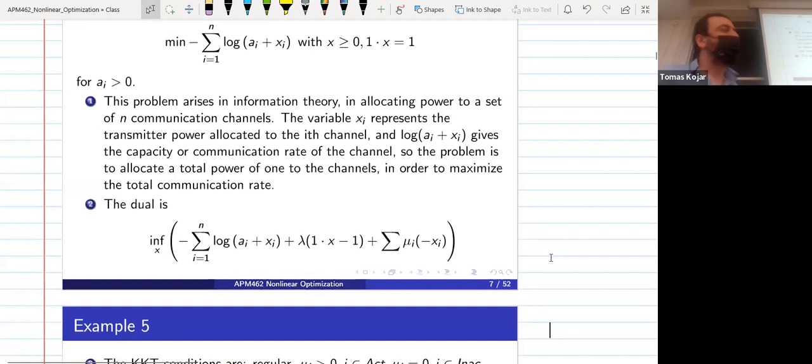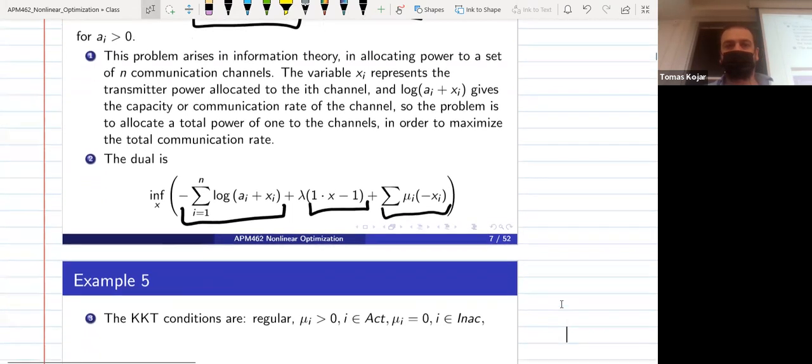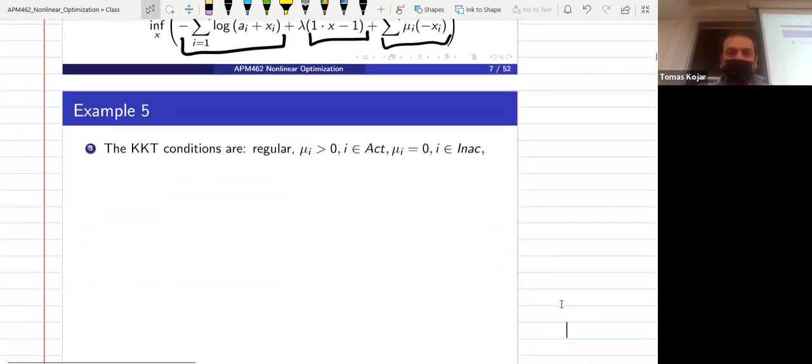So anyway, this is the original problem, and I have to find the dual. You take the function, you take one of the constraints and multiply it by lambda, and you also take the non-negativity. Sometimes you have to do it, sometimes you don't. Here it turns out that you need it. I'll let you know when you don't. All right, so we go through the KKT.